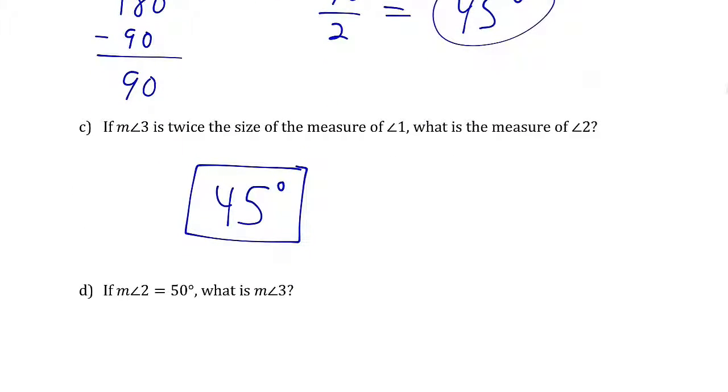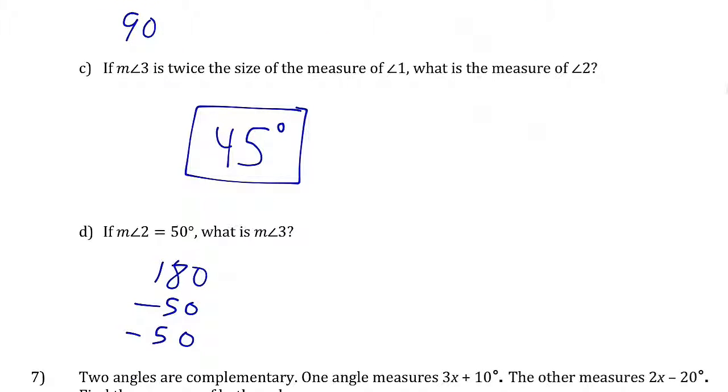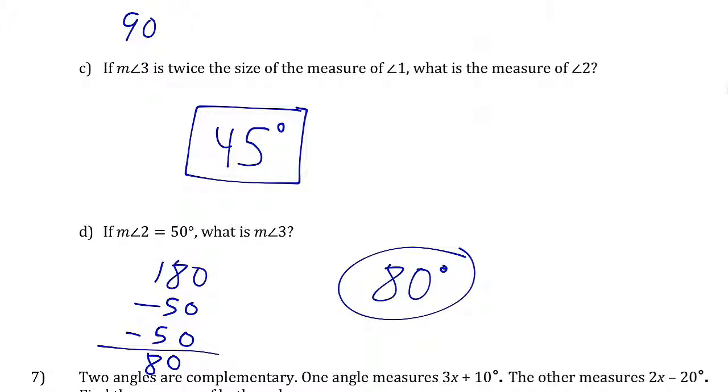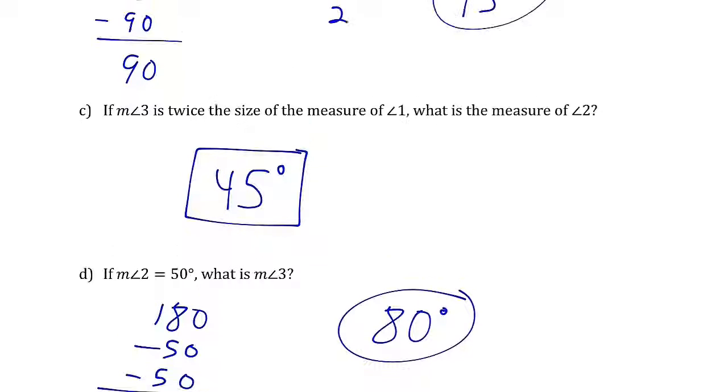Well, if we take 180, take away 50 for angle 1, take away 50 for angle 2, you're left with 80 degrees. And angle 3 is the only angle left, so that angle 3 has to be 80 degrees. So our answer is 80 degrees. And those are all the parts to this problem.